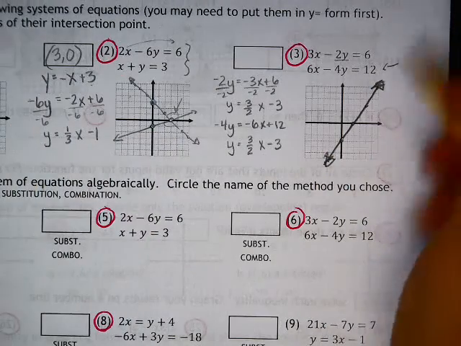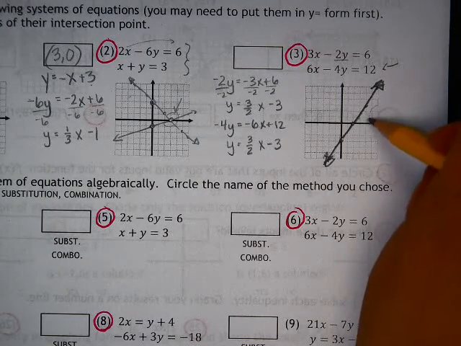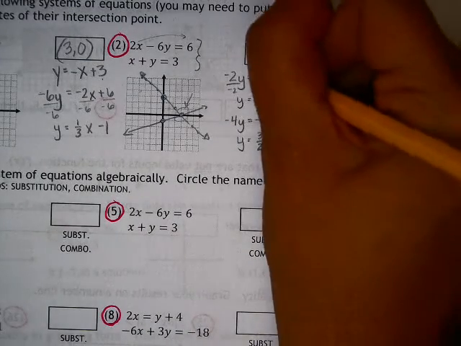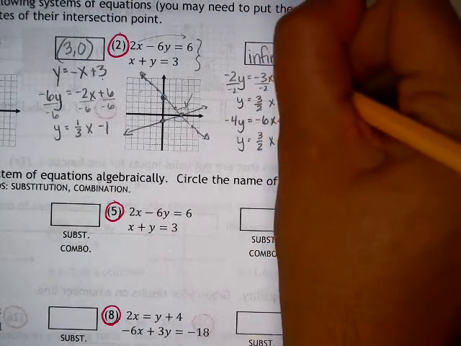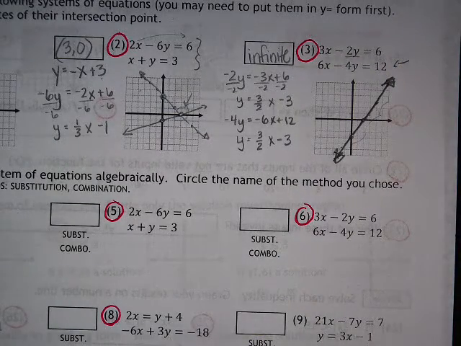So we're trying to figure out what are all of the solutions that work for both of these, and there's an infinite number if every single point on this line works. So we're going to go ahead and write infinite. Meaning not that everything works, but there is an infinite number of solutions for this.